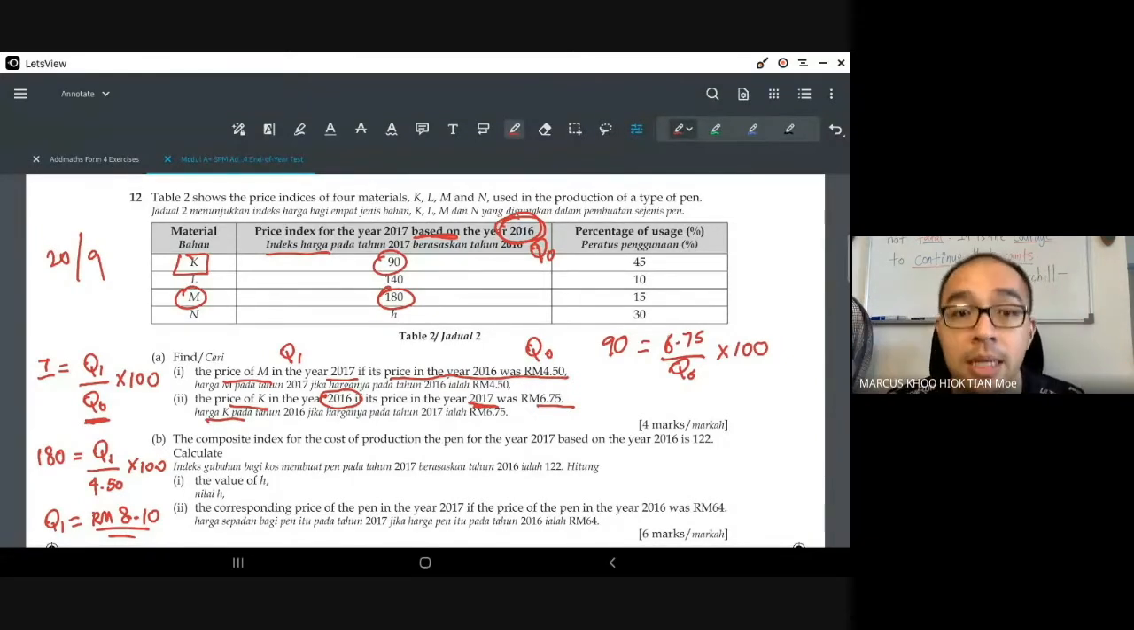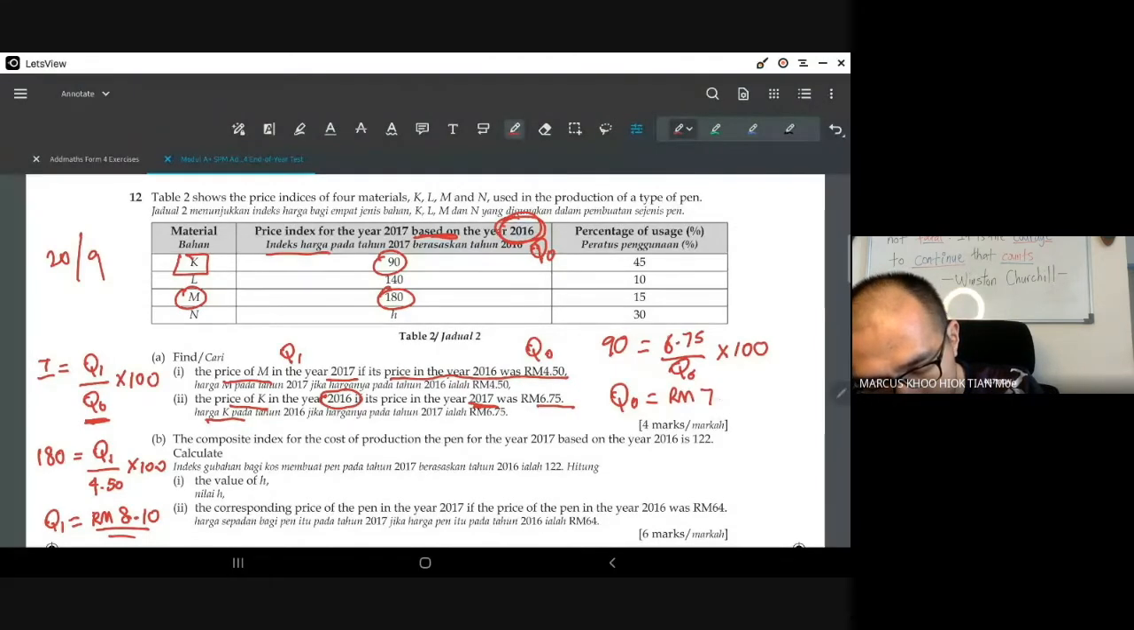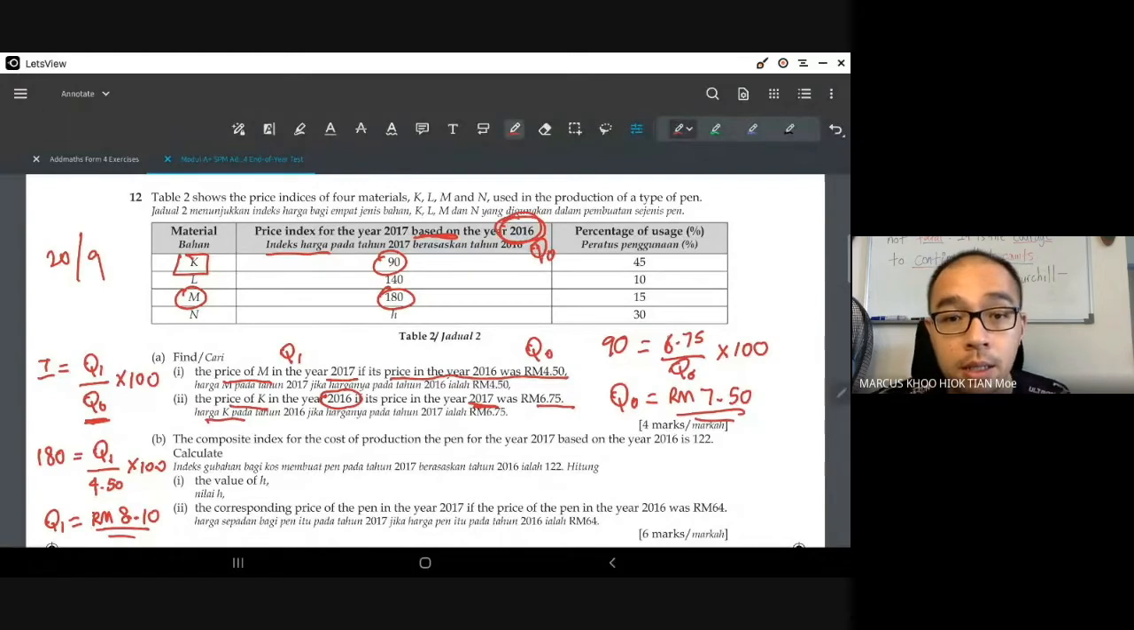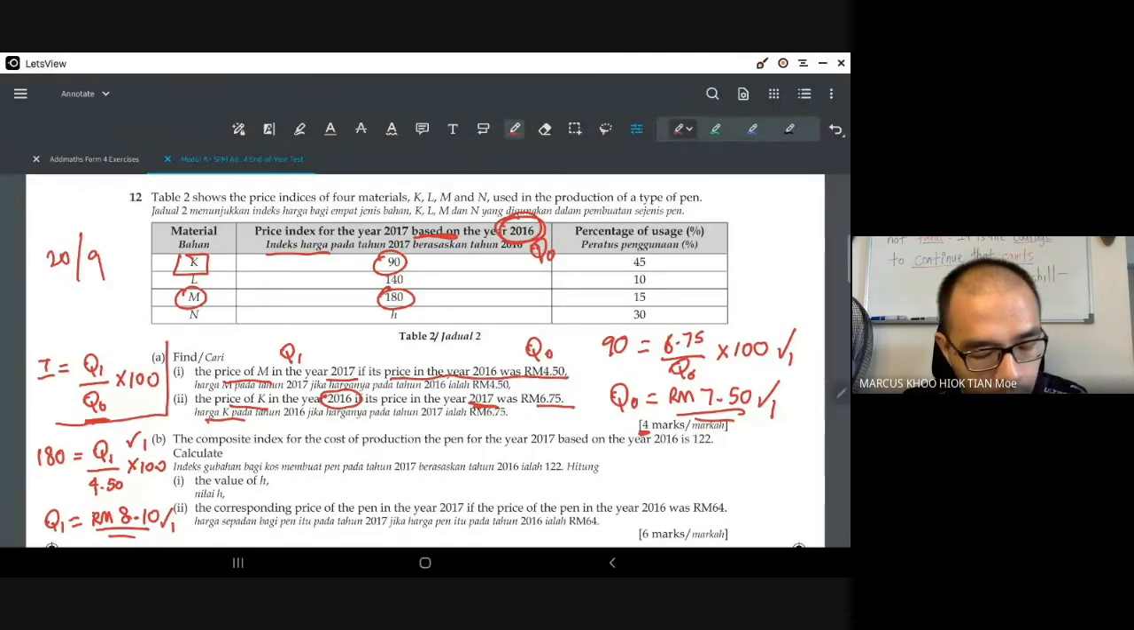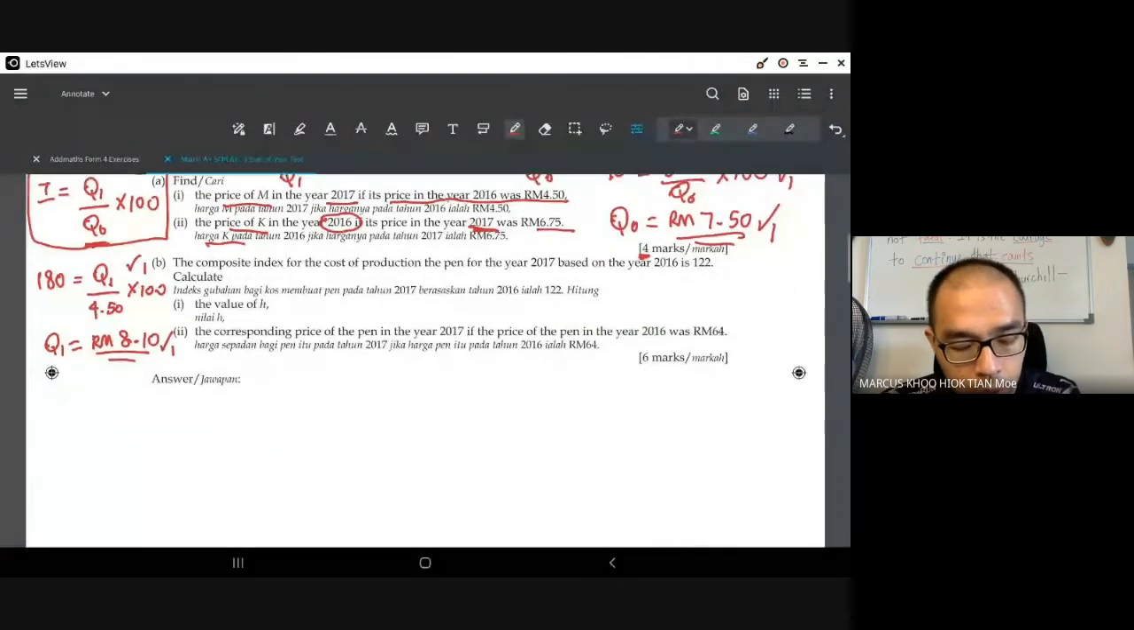Don't just put numbers randomly. Okay, make sure you know which is the base year. Base year 2016. Okay, all right, can we calculate Q0 please? Okay, very good. So ringgit Malaysia, 7 ringgit and 50 cent. Okay, so 4 marks. 4 marks means this is 1 mark, this is 1 mark. You substitute correctly, is 1 mark. So make sure you substitute correctly. You copy down the formula, no mark for copying down the formula because this formula is usually given.